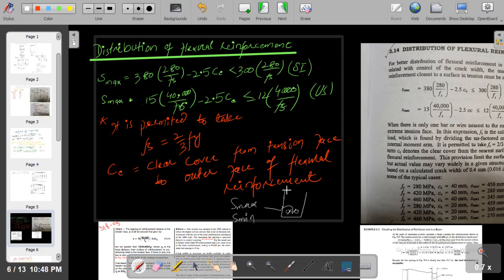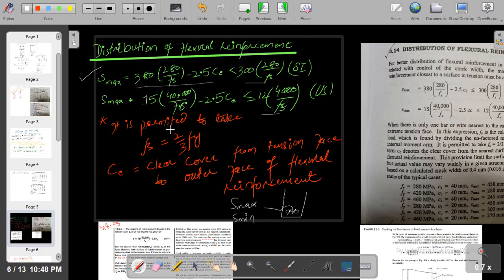This is important. The value of this maximum spacing, which is defined by the ACI code in SI units, is 380 times 280 divided by Fs minus 2.5 Cc, where Cc is the concrete cover. We should choose this one if this value is less than this part. If this is greater than this one, then we will choose this part. While in US customary units, this equation will be used in this shape: 15 times 40,000 divided by Fs minus 2.5 Cc should be less than or equal to this.